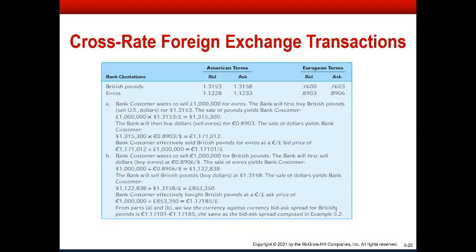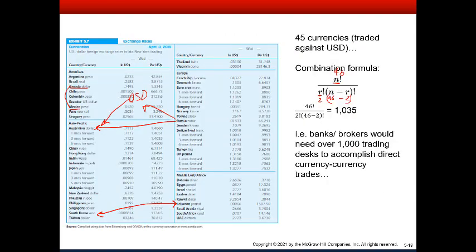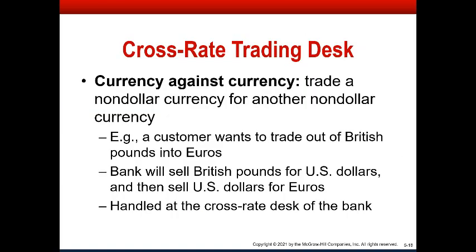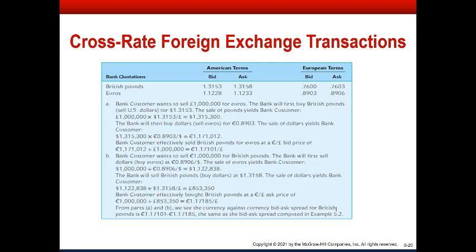Okay, let's look at how this cross rate transaction would work. And we're back to this example of a customer who wants to go from British pounds into euros. Just to make things simple, we'll say the customer has 1 million pounds. They want to take those into euros. Okay, I just realized there's a typo in the book. So what's going to happen is the bank's going to sell the million British pounds for dollars, going to buy dollars, at $1.31 per pound.